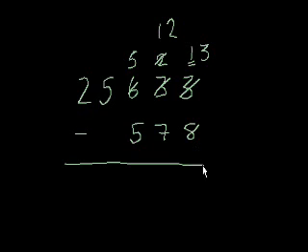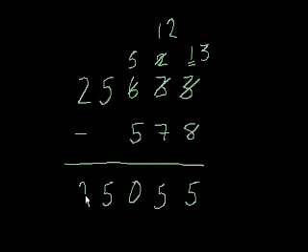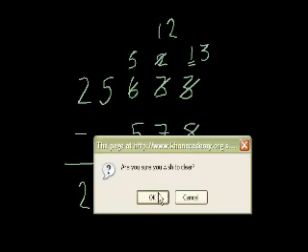13 minus 8 is 5. 12 minus 7 is 5. 5 minus 5 is 0. 5 minus nothing is 5. And we have to bring down the 2. So the answer is 25,055.